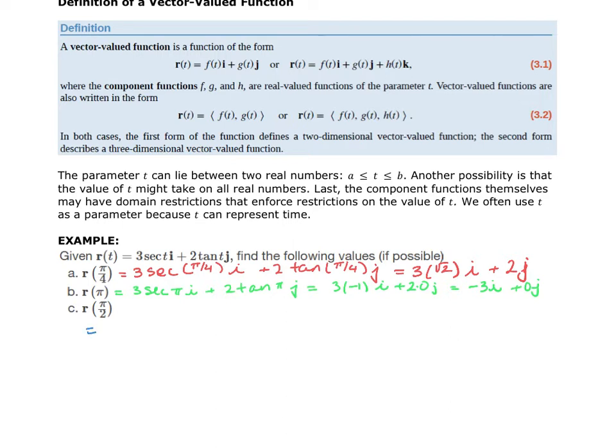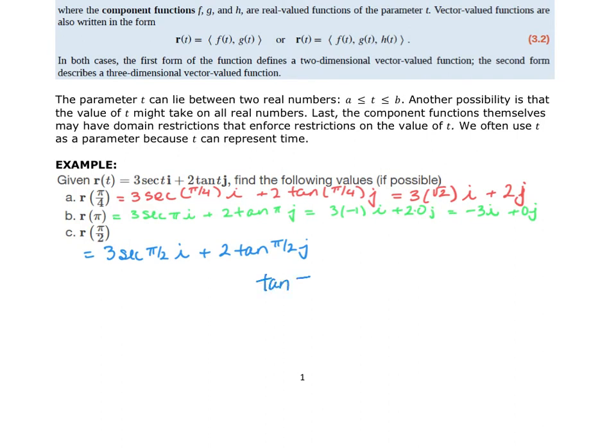Taking a look at our next one, I'm going to put it down here because it's kind of squished. I'm going to put in pi over 2. So I have 3 times the secant of pi over 2, i, plus 2 times the tangent of pi over 2, j. But wait a minute. The tangent of pi over 2 is undefined, so I can't do that, and the secant is a reciprocal of cosine, so the secant of pi over 2 is also undefined.